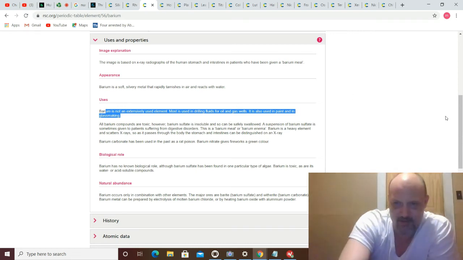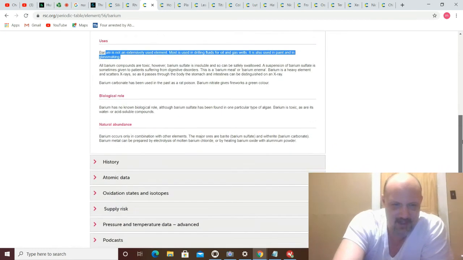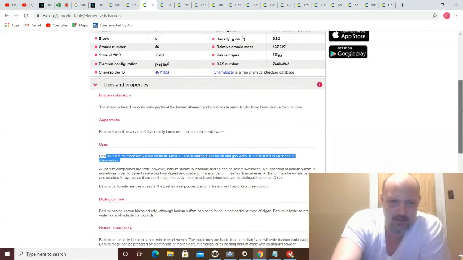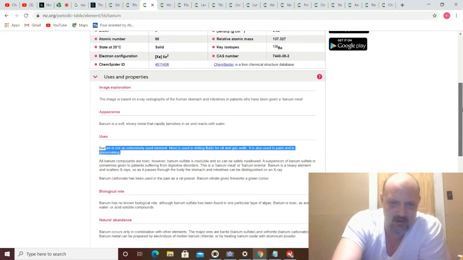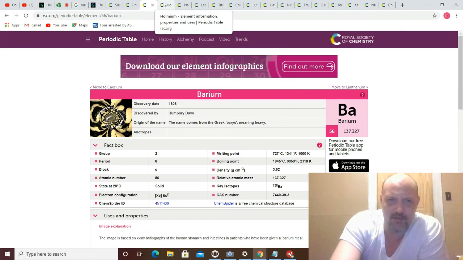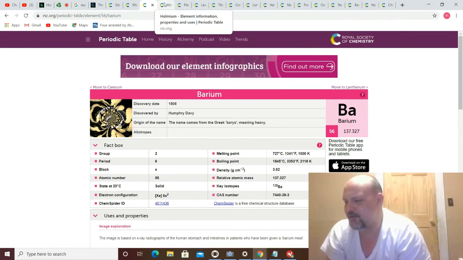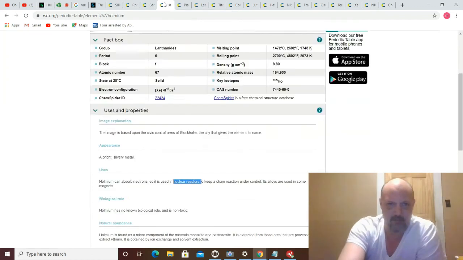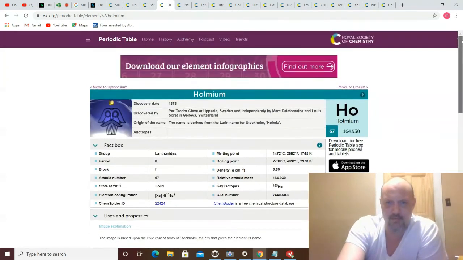According to the Royal Society of Chemistry, I don't know that I'd swallow it. But it has no known biological role, although barium sulfate has been found in one particular type of algae. But if you move on from that, you end up with atomic number 67, and that ends up being holmium. So this is number 67 and holmium.